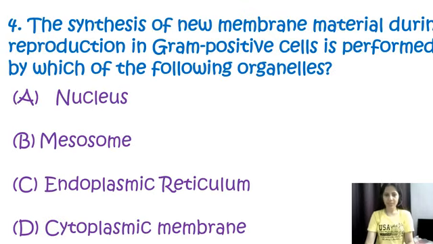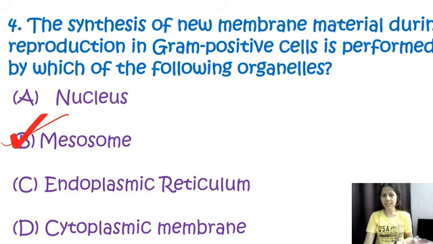Question number 4. The synthesis of new membrane during the reproduction in gram-positive cells is performed by which of the following organelles? So options are nucleus, mesosomes, endoplasmic reticulum, or cytoplasmic membrane. So the synthesis of new membrane material during the reproduction in gram-positive cells is performed by the mesosomes. So over here my correct option is B.